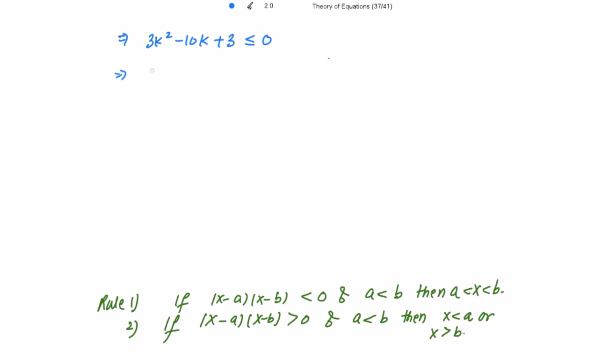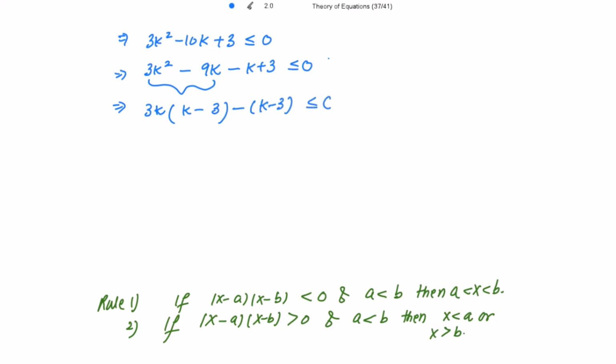Factorizing this, it becomes 3k² - 9k - k + 3 less than or equal to 0. Taking 3k common, we get 3k(k - 3) minus 1(k - 3) less than or equal to 0. So we get (3k - 1) into (k - 3) less than or equal to 0. Or we can also write this as (k - 1/3) into (k - 3) less than or equal to 0.